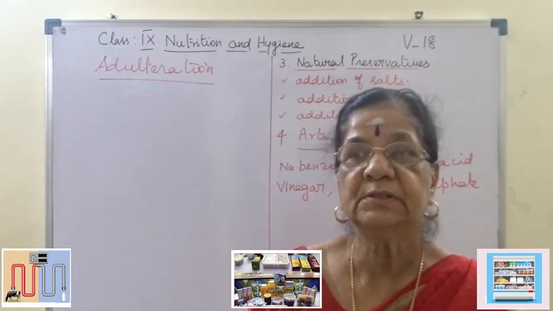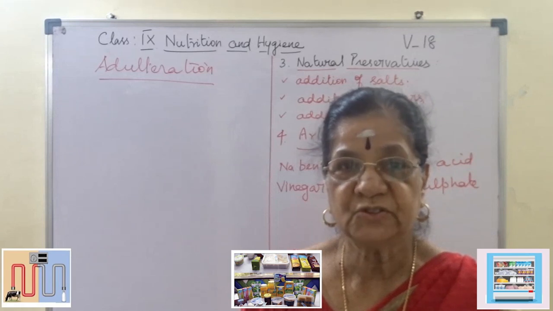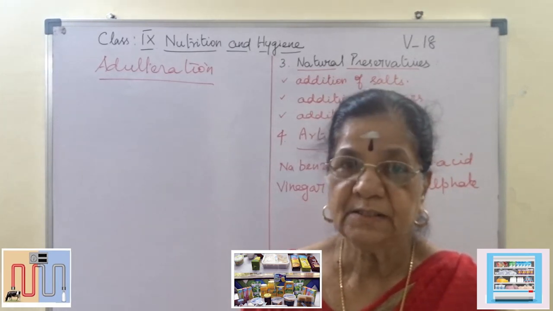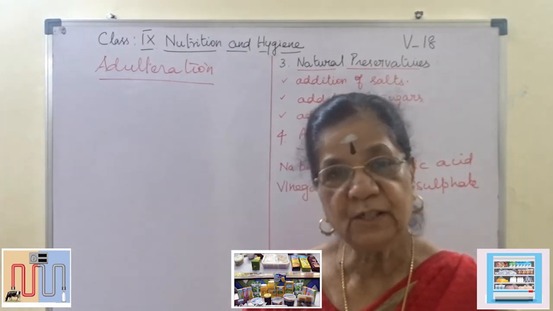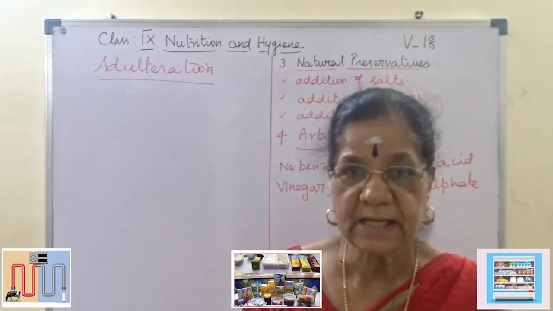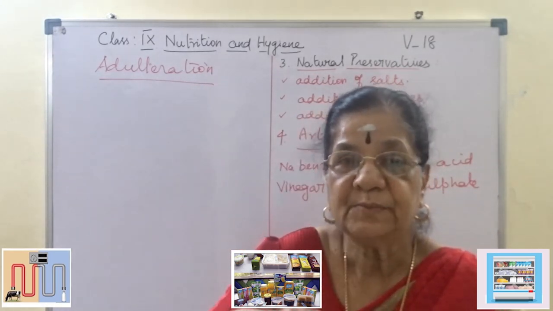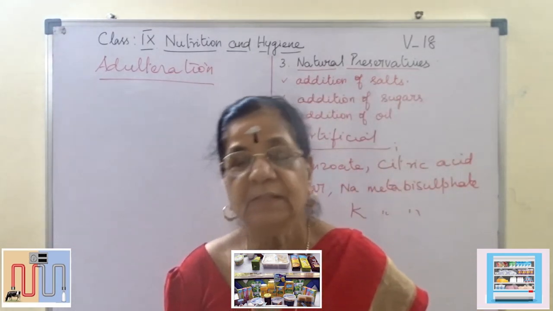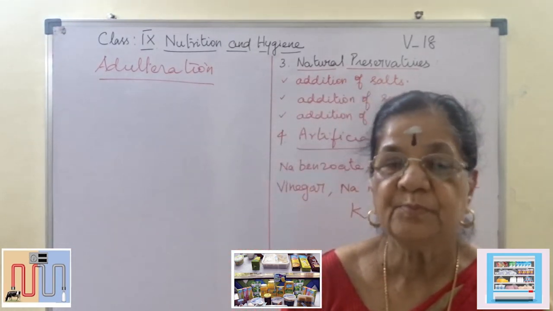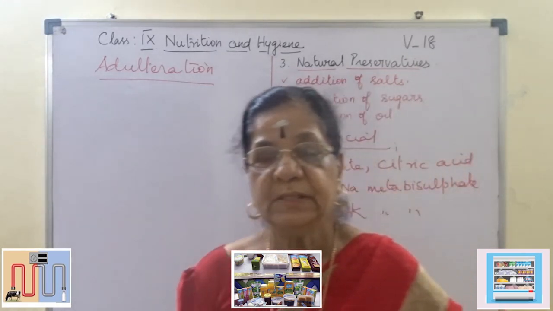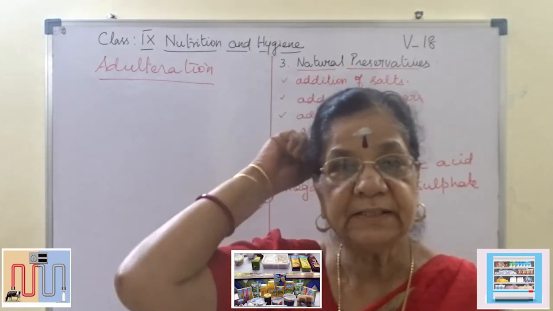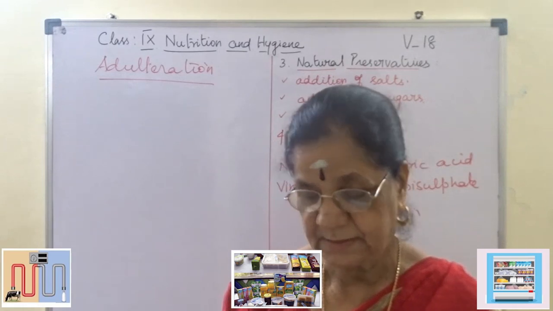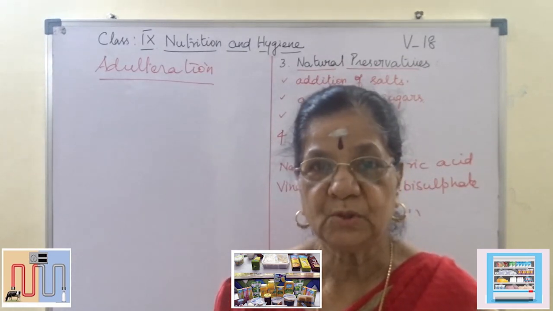Again, we dry chilies in the sun, and without our knowledge, from the air or from the atmosphere, some microbes can be added to that or some adulterant can be added to that. That is unintentional adulterant. I hope you are able to follow this one.